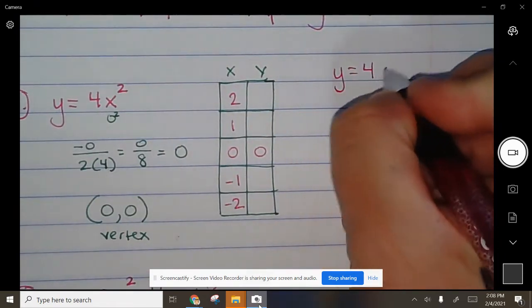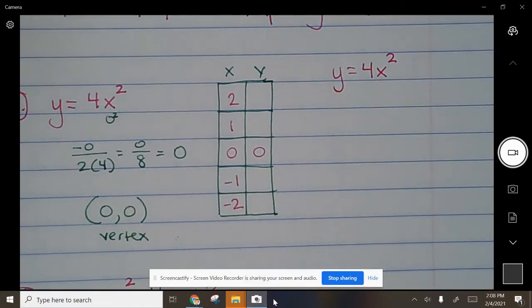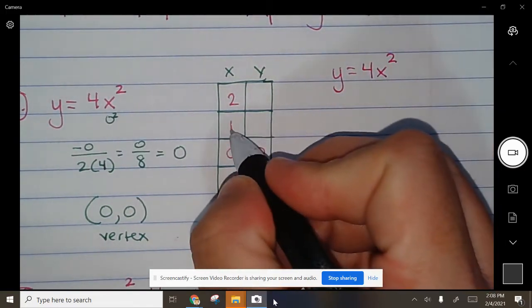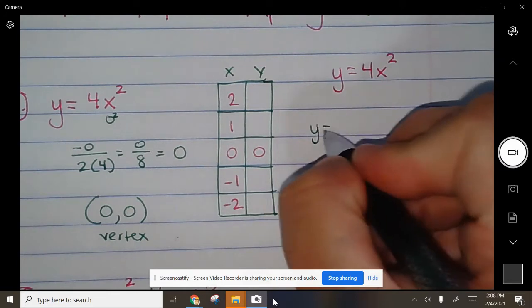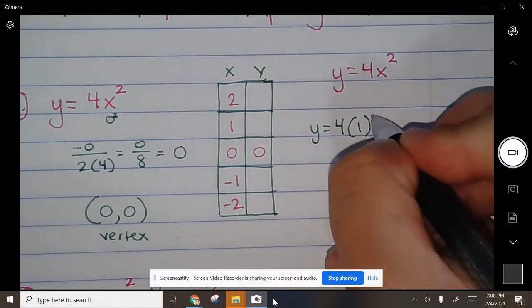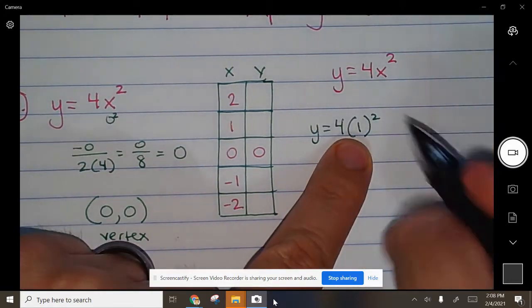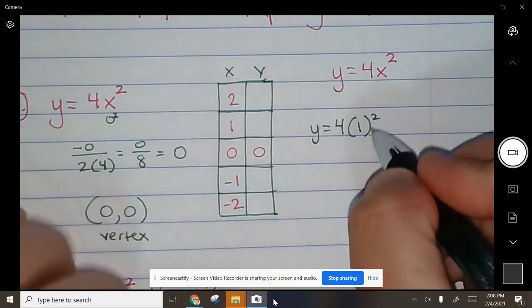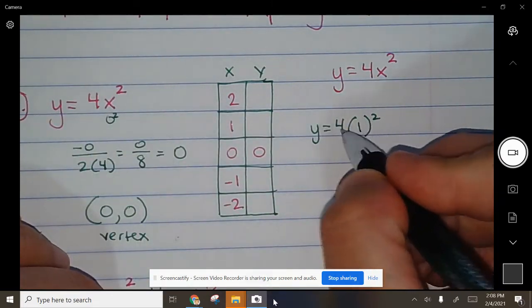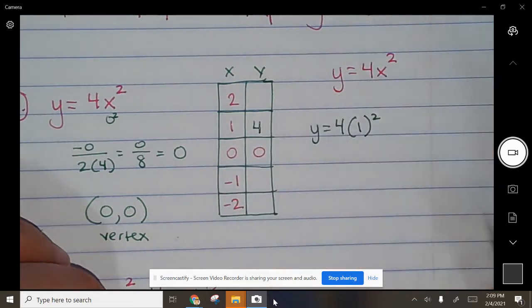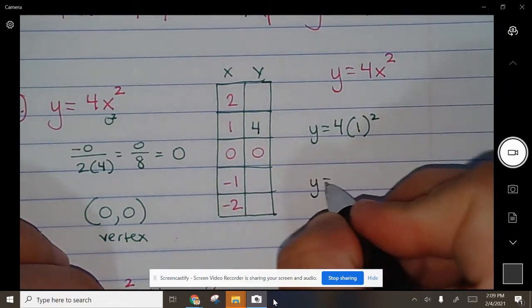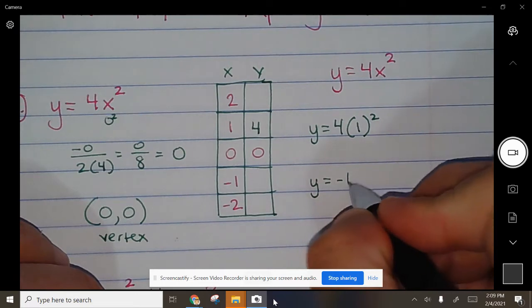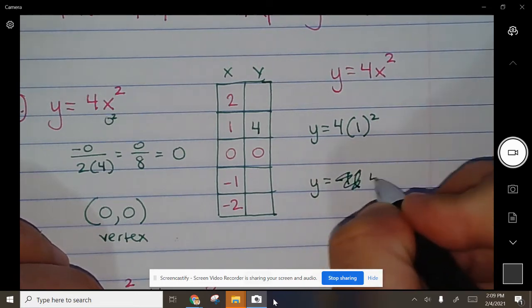Y equals 4x squared. Cool. When you solve this, though, let's plug the 1 in. That means y equals 4 times 1 squared. First of all, hold up. 1 squared is 1 times 4, 4. Let's just make sure we're right here. What's this going to be? Negative 1. Oops, I always do that. 4.